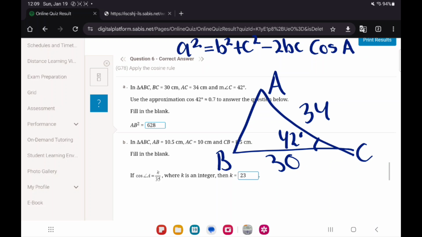Okay, what did I say about two sides and an angle between them? I said you use the cosine rule, okay? So let's use the cosine rule, okay? We want AB, okay? So that will be our A squared. So let's just do that.